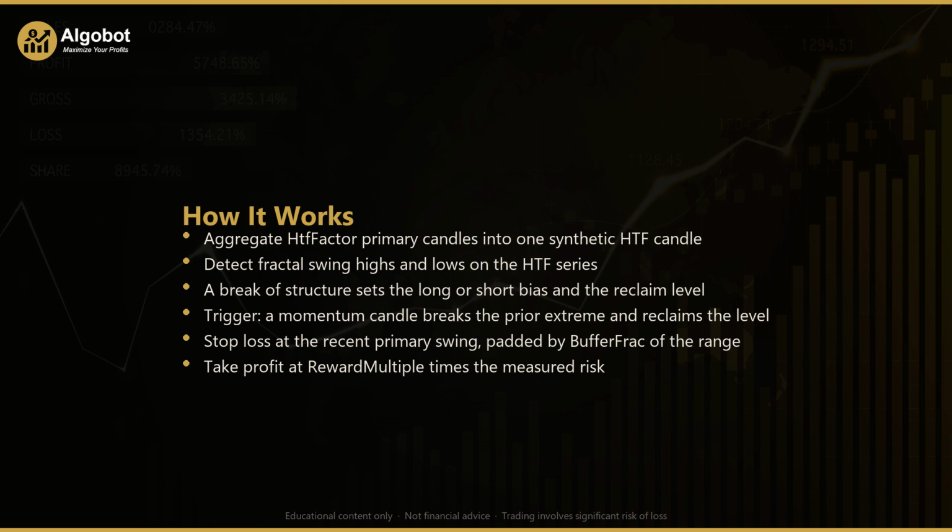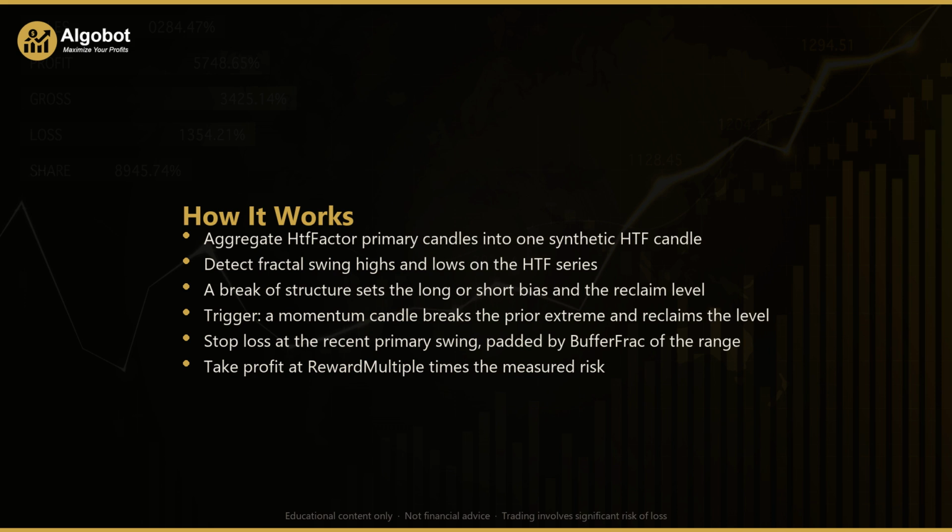Next, it scans the higher time frame series for the most recent confirmed fractal swing high and swing low. A swing is only valid if it stands above or below a set number of candles on both sides, and that strictness is controlled by the pivot strength setting. Now comes the break of structure. If the latest higher time frame candle closes above the most recent swing high, the strategy flips to a long bias and records that swing high as the reclaim level. If instead it closes below the most recent swing low, the strategy adopts a short bias and stores that swing low. Each new break resets a flag, so that only one trade is taken per event.